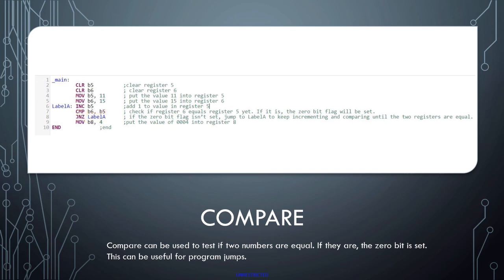So we'll go through this line by line and see what's going on in this code as a whole. Of course, on the first line we start with main to start off our program, and then in lines 2 and 3 we are just clearing registers 5 and 6. That's what we'll be using. In the next lines, we are moving the value of 11 into register B5, and then moving the value of 15 into register B6. So we're populating both of these registers.